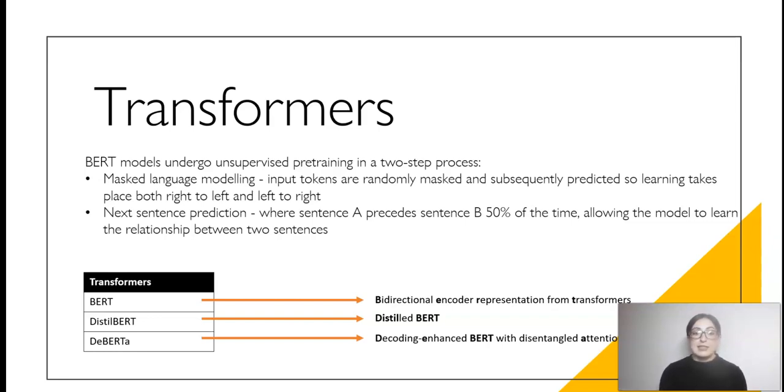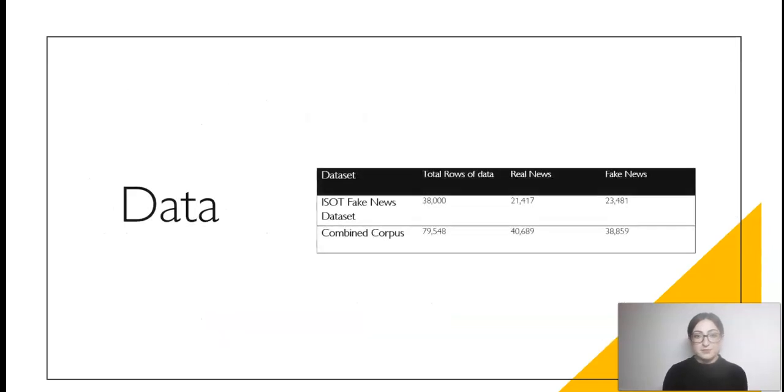And then we'll also be looking finally at DeBERTa, which stands for Decoding-enhanced BERT with Disentangled Attention, and this builds on the original BERT architecture, trying to build in embeddings for more context of words. So transformers are obviously deep learning models, which means they need a lot of data. And so the two datasets that we've identified as being suitable for this study are the ISOT and Combined Corpus datasets, which have just under 40,000 and 80,000 rows respectively.